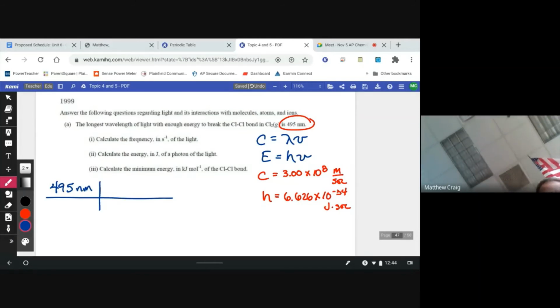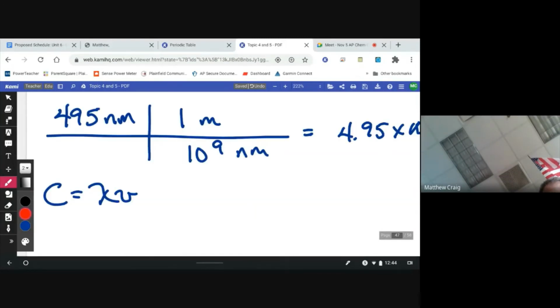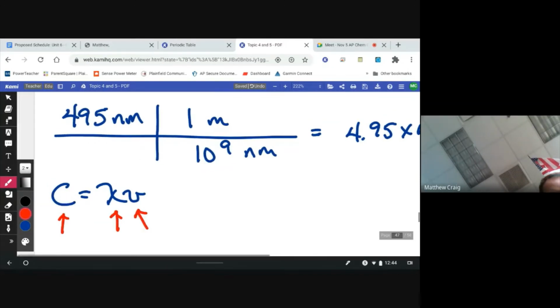Nano is 10 to the negative 9. So 4.95 times 10 to the negative 7 meters. Okay, so it wants the frequency, so we'll use this equation. We have a length, that's what lambda represents. So that's length, that's frequency, that's a constant. So I would advise rewrite.